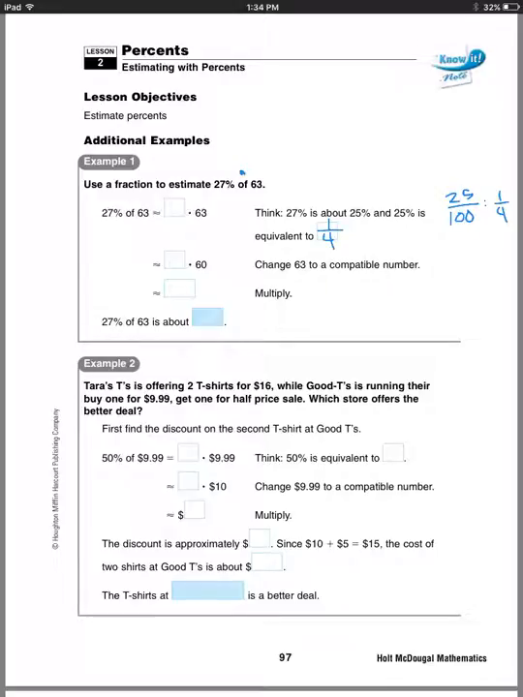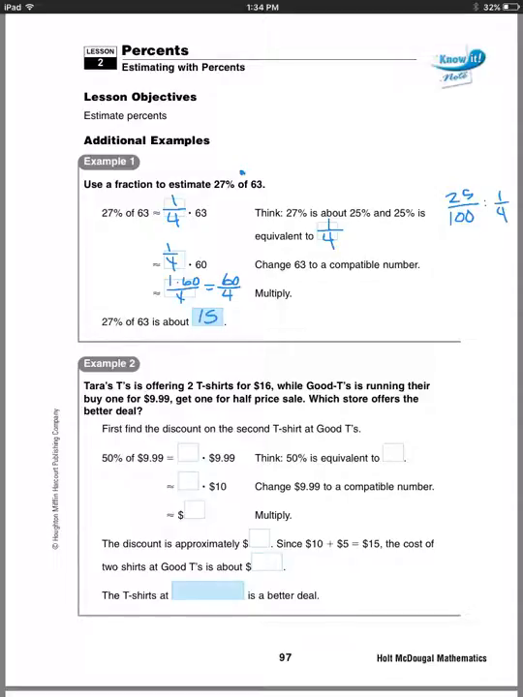So we're going to take 1/4 times 63. Now 63, we want to round to the nearest number, and I like to round to the nearest number where the tens or the ones place is a 0. So 63 is closest to 60. So I have 1/4 of 60. When we multiply, we do 1 times 60 over 4, and we get 60 divided by 4, and 60 divided by 4 is 15. Okay?